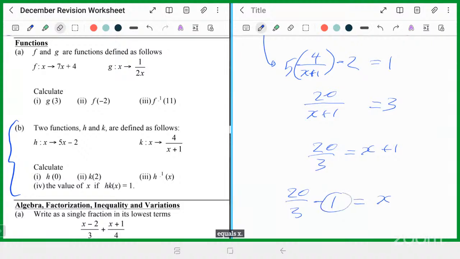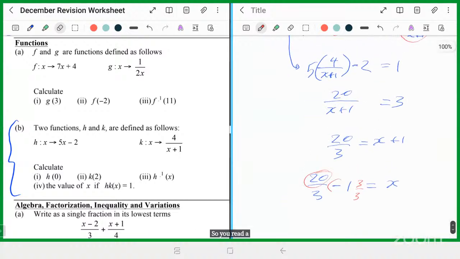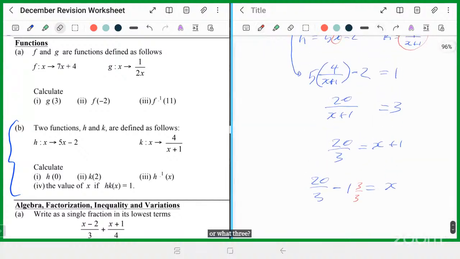But this 1 is the same as 3 over 3. So it really becomes 20 minus 3 over 3. And so the x is now equal to 17 over 3. And that is the answer right there. 17 over 3 is the x. All right? 2 down, 2 to go. Yeah, question done.